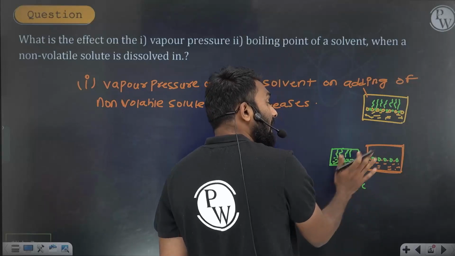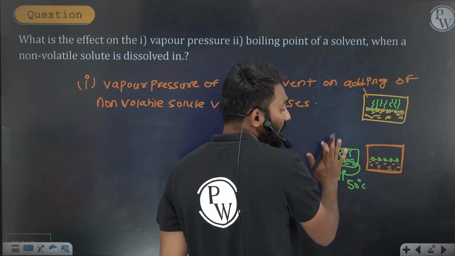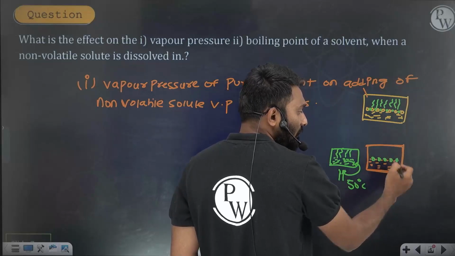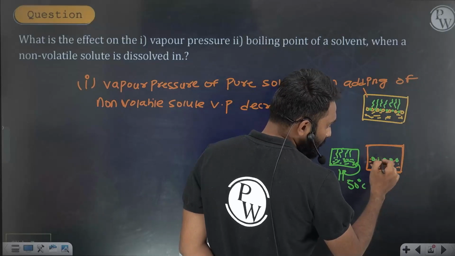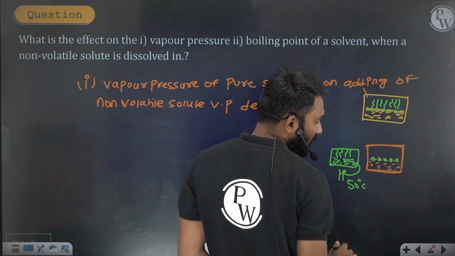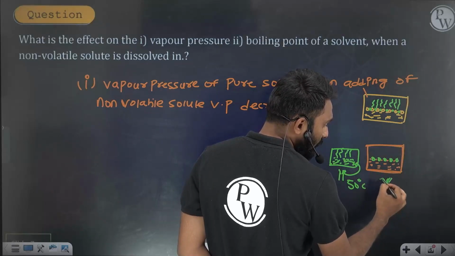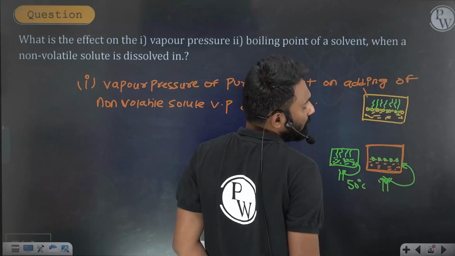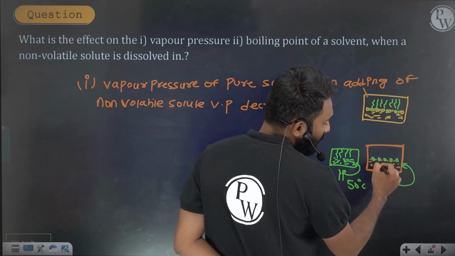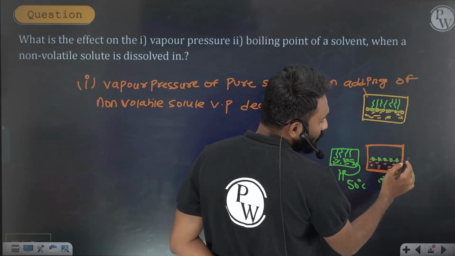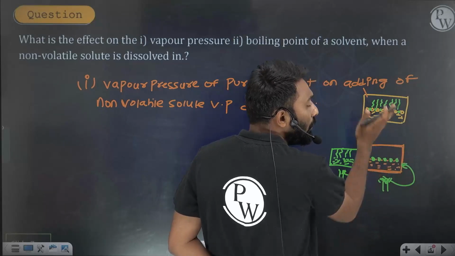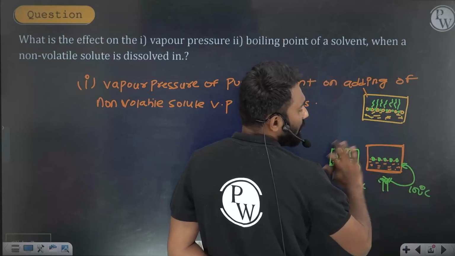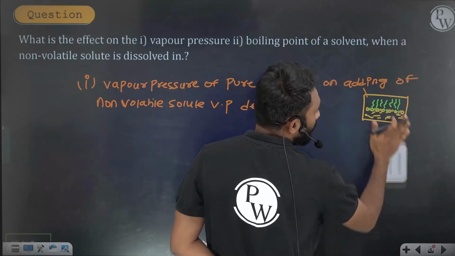When the solvent is pure, now after adding the non-volatile solute, now this will occupy the layer of the liquid. Now when we heat it, what will happen? Now boiling point will be increased, because this non-volatile solute will not allow the liquid to boil very fast. That is why it requires 100 degrees. When the non-volatile solute is added, boiling point will be increased.